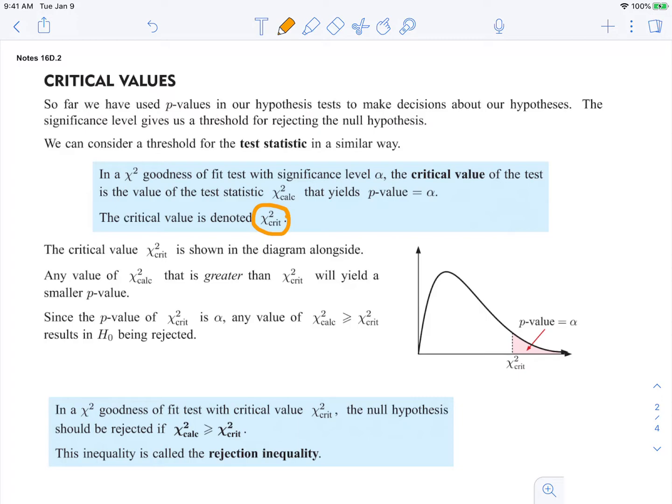So here is a visualization. Here is your chi-squared critical value, and then you have this area under the curve called the p-value, equaling the significance level. So the critical value is shown in the diagram. Any value of the chi-squared calculation that's greater will yield a smaller p-value.